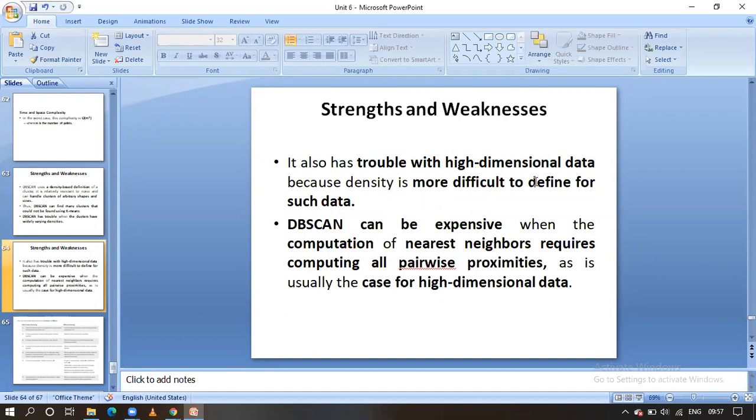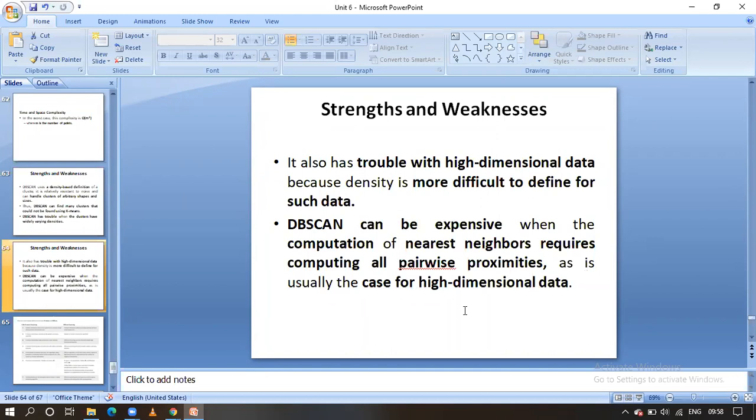Coming to the weaknesses related to DBSCAN, if you take high dimensionality data, it is unable to form the dense regions. That is the disadvantage related to DBSCAN. But coming to k-means, even if the data size is high, it's able to form the clusters. With DBSCAN, if the data size is high, it's unable to form the clusters. Moreover, DBSCAN is very expensive if you take high dimensionality data.